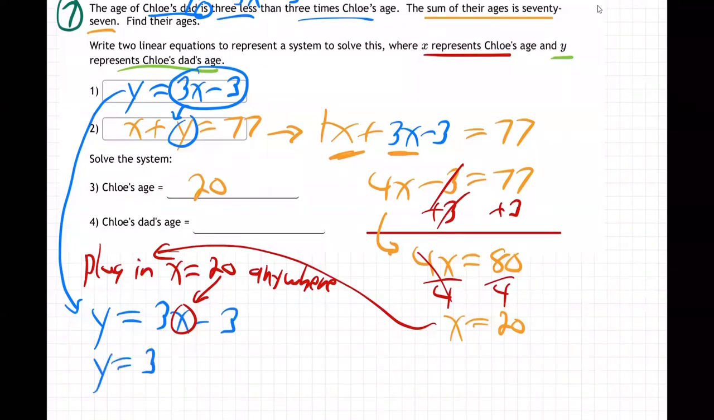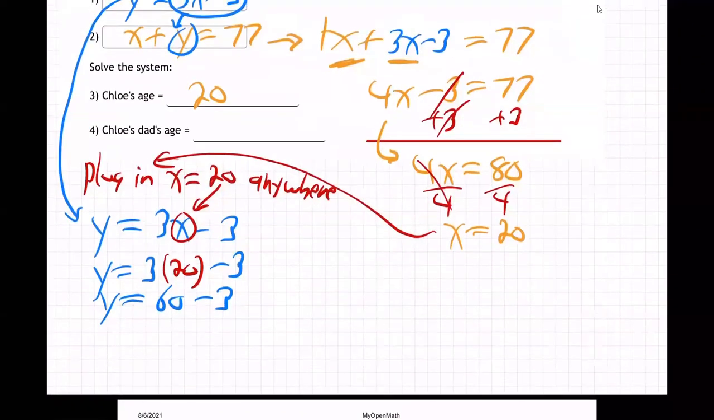Y equals 3 times 20 minus 3. So Y equals 60 minus 3. Y equals 57. Dad's 57.